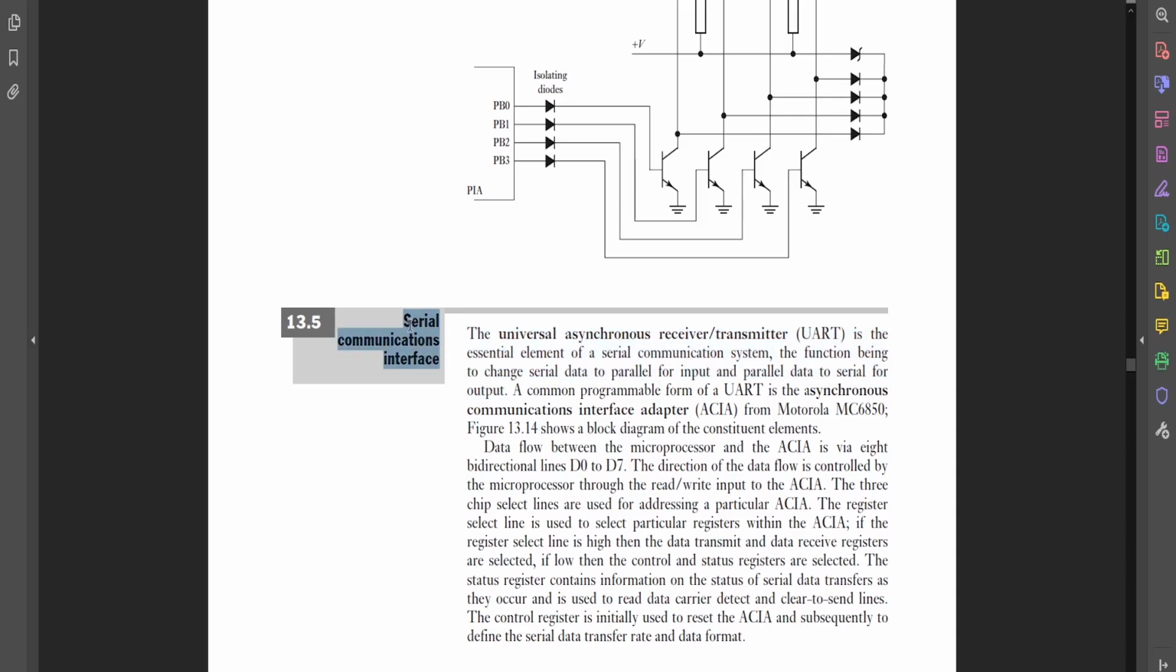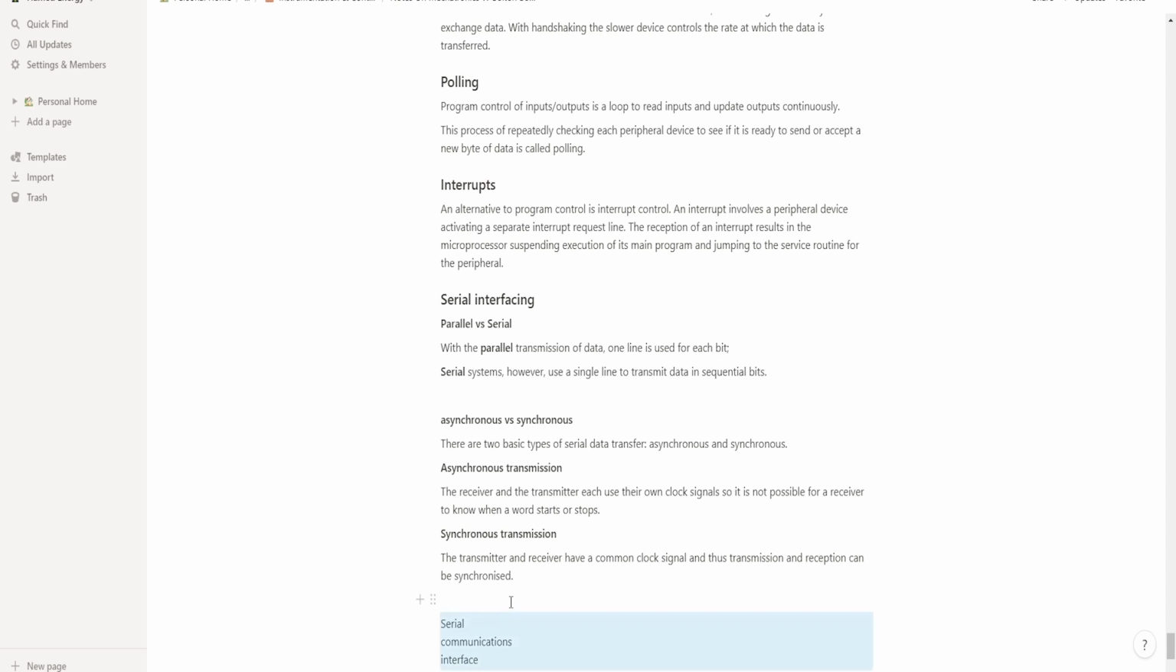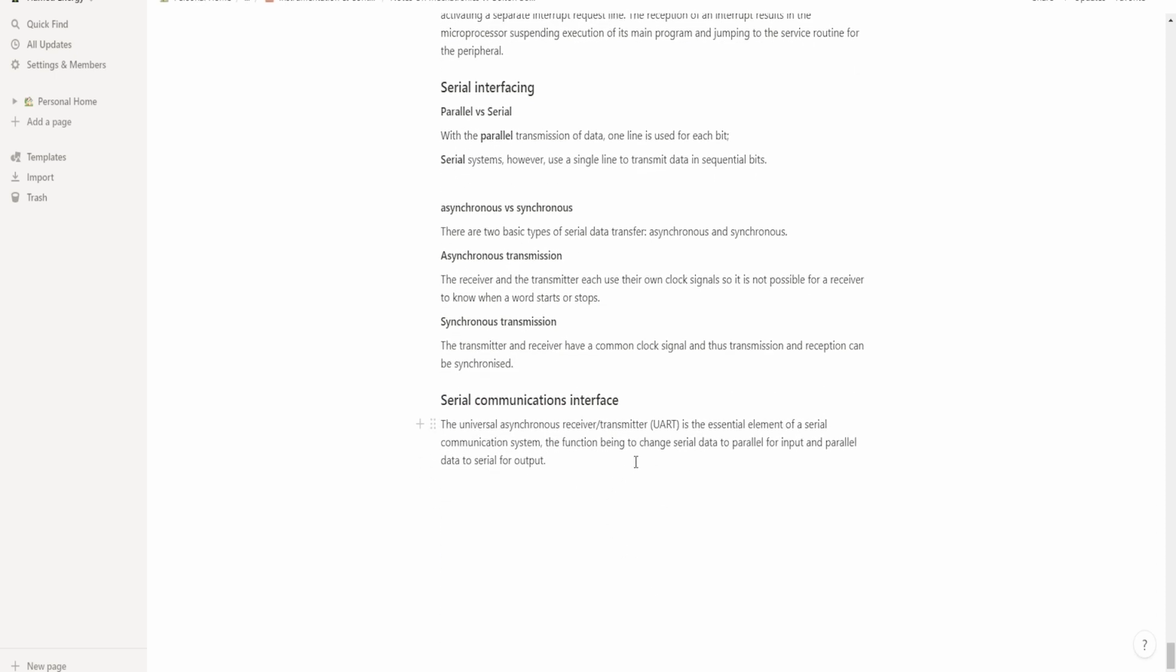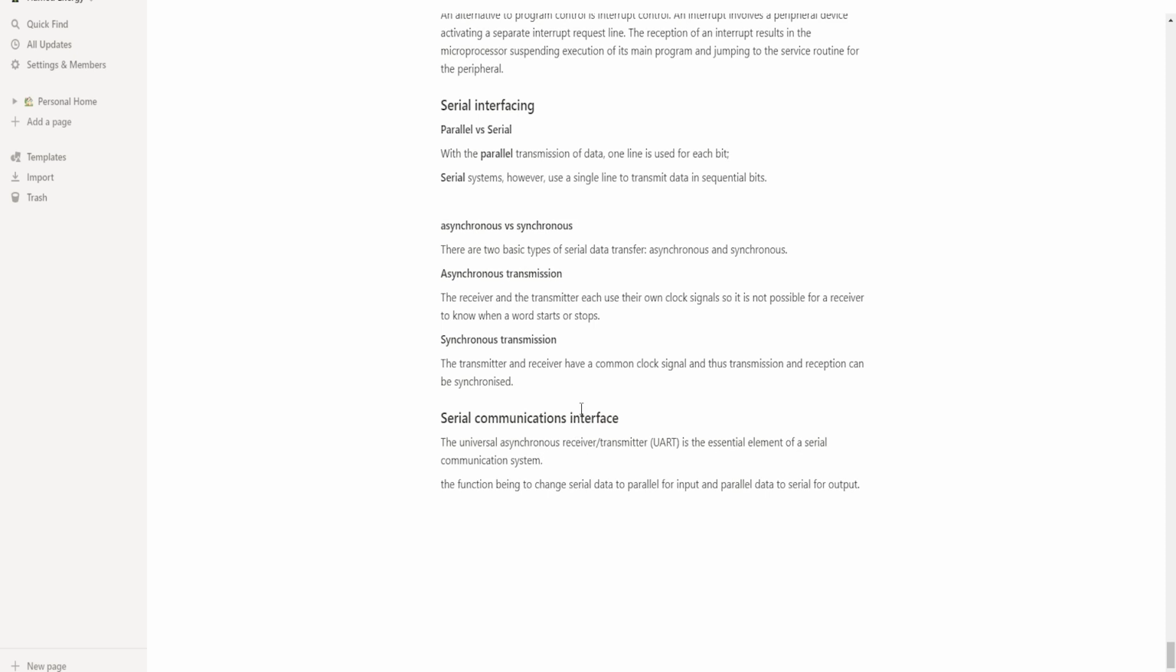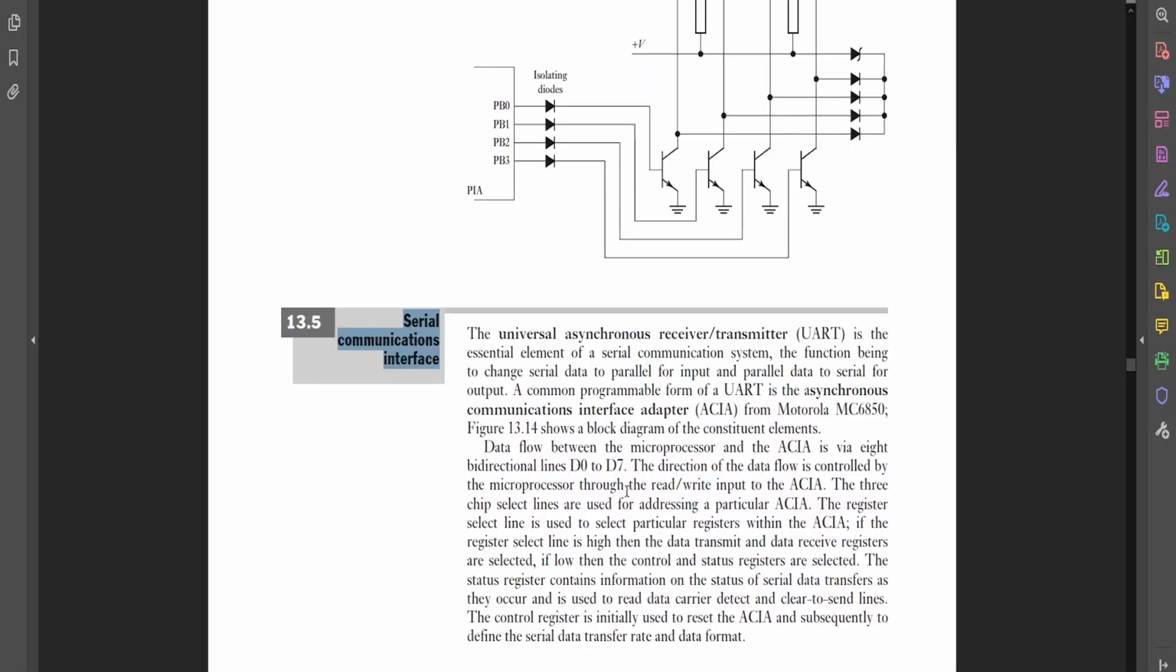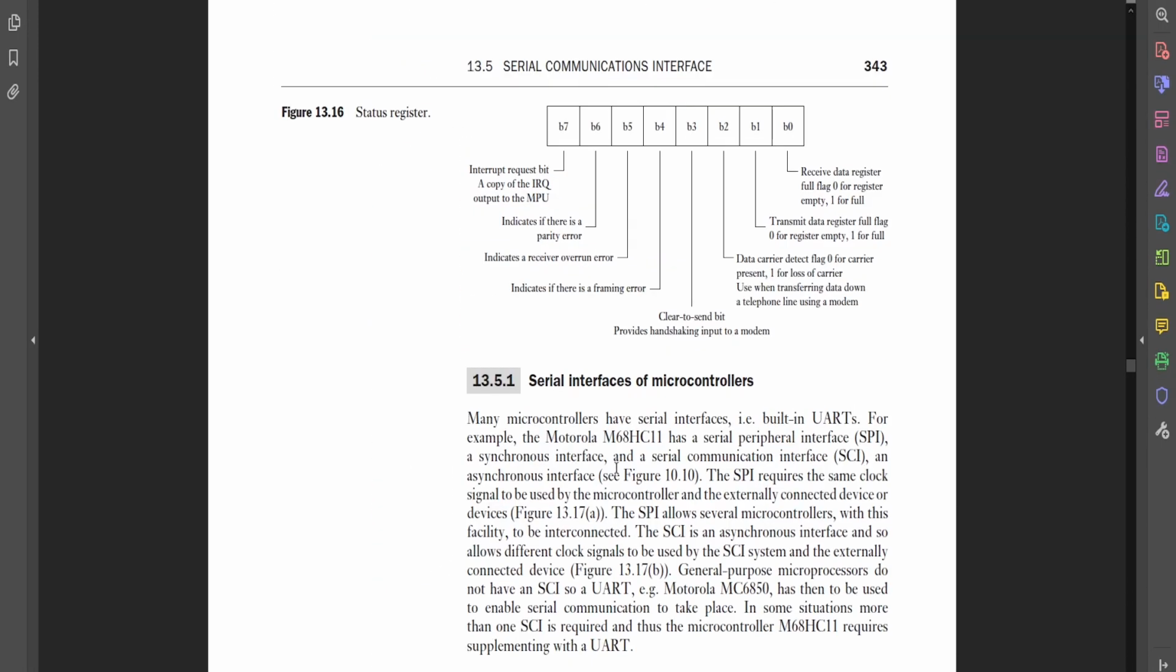Okay, let's go here. Serial communications interface. The universal asynchronous receiver transmitter is the essential element of a serial communication system. Okay, pause that there. I want fewer words. It changes serial data to parallel for input and parallel data to serial for output. Cool, I'm alright with that.